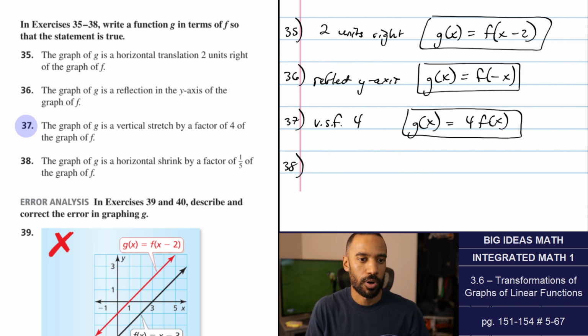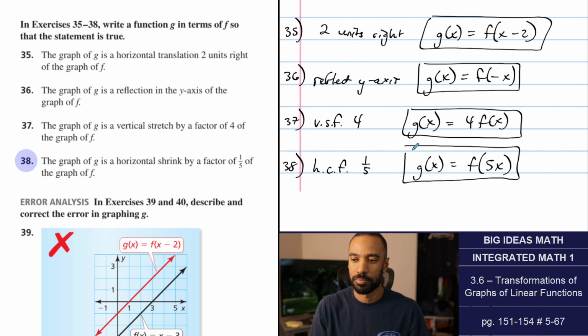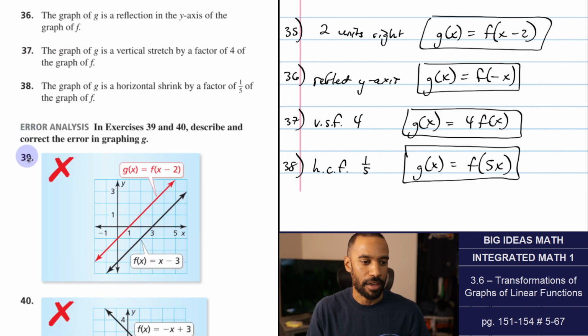And number 38 says horizontal shrink by a factor of 1/5. That is affected inside your function. It is a multiplication. So horizontal shrink, I'll put a C for compression. Horizontal compression by a factor of 1/5. Remember, we need to make our x's a fifth of what they are before. Therefore, we need to grow them 5 times larger to get the same y values as we would before. So f of 5x goes inside there. Opposite of what you see there. Flip it over.